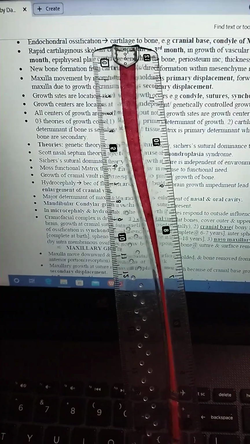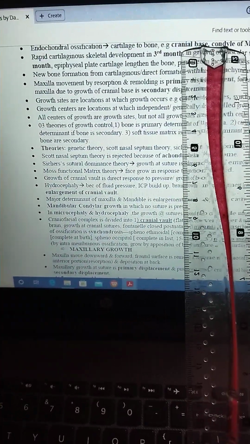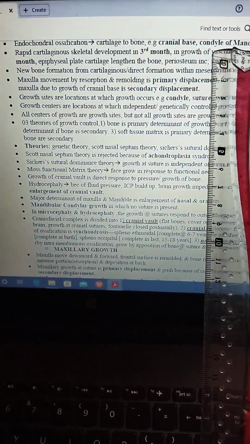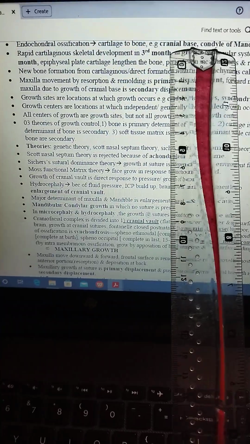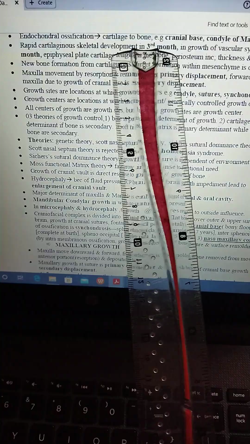Okay, endochondral ossification has two examples, the cranial base and the condyle of the mandible, while the body of the mandible and the cranial vault are formed by intramembranous ossification.